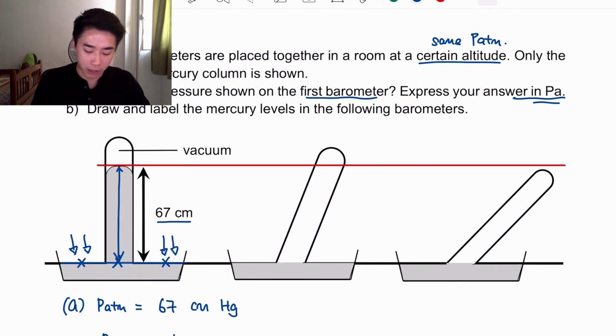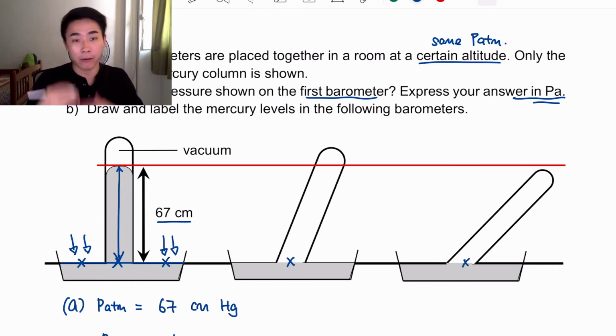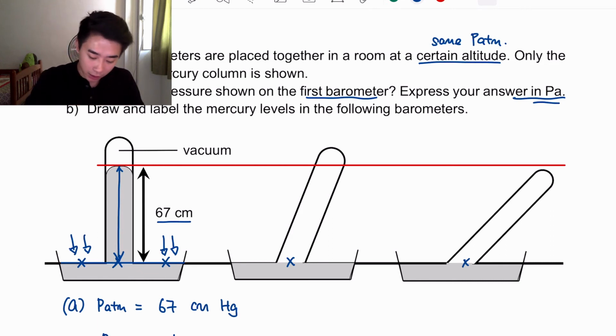We draw and label the mercury levels in the following barometers, where you just follow the rule. A horizontal line drawn across will represent points of the same pressure. So if you consider the points here, now these points, they experience a pressure caused by the mercury alone, right? Now is it caused by the slanted height or is it caused by the vertical height of mercury? What have we learned? Pressure equals to h rho g. Does the h represent slanted height or vertical height? Well, it represents vertical height.